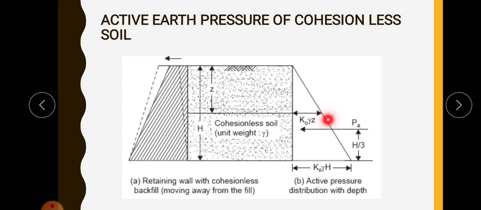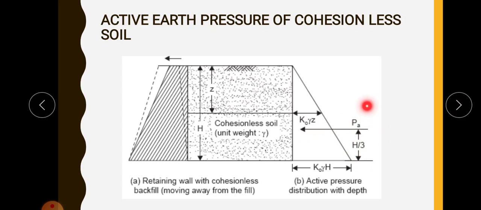If it is active, it is Ka into gamma Z. Here it was K naught, but now it is Ka into gamma Z. For active, we note it as Ka into gamma Z, that is the active earth pressure. And at the bottom, since the total height is H, it is Ka into gamma into H. And the total lateral earth pressure force is acting at a height of H by 3.